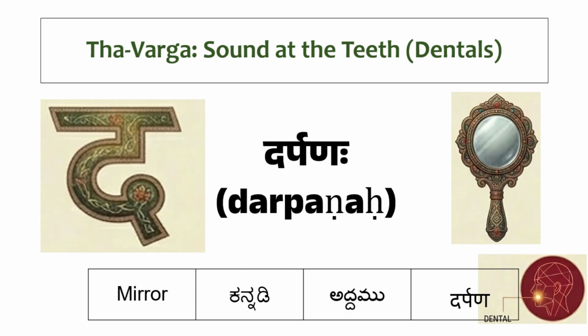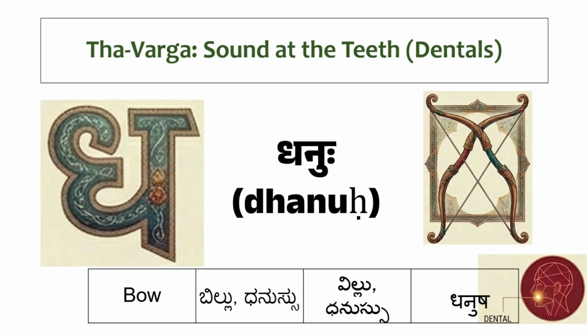Da, darpanaha, which means in English mirror. In Kannada kannadi, in Telugu addamu, in Hindi darpan. Dha, dhanuhu, which means in English bow. In Kannada billu, in Telugu villu, dhanusu, in Hindi dhanush.